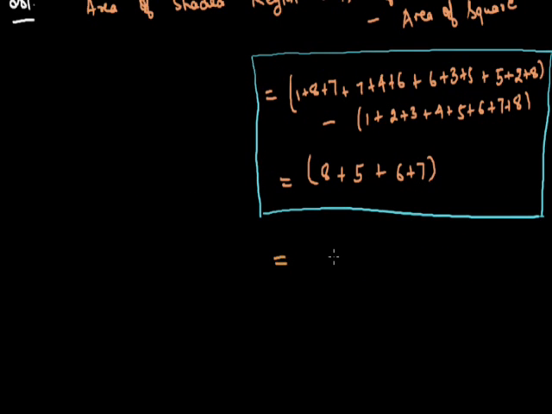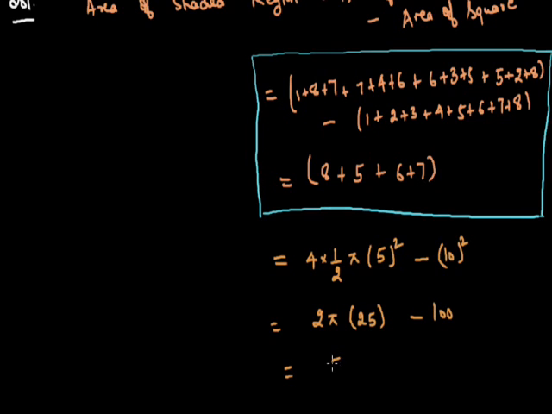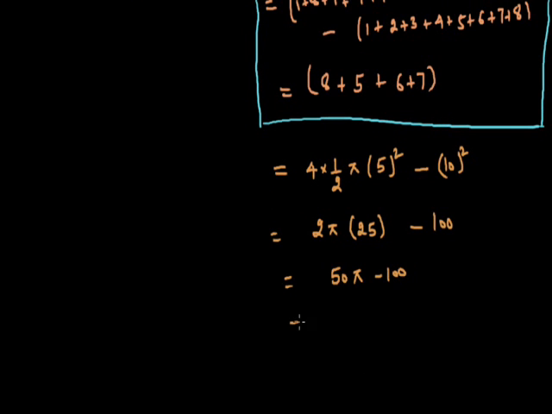So area of 4 semicircles equal to 4 multiplied by half pi, and radius is 10 by 2 equal to 5, so 5 square, minus area of square equal to 10 whole square. So this is equal to 2 pi multiplied by 25 minus 100. So 50 pi minus 100. Now pi is equal to 3.14. So 50 multiplied by 3.14 minus 100 will be equal to 157 minus 100 equal to 57 centimeter square. So this is the area of this shaded region.